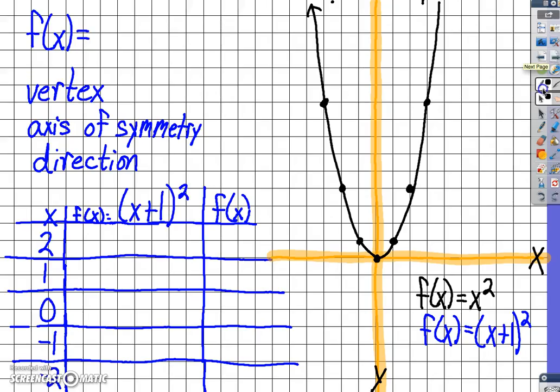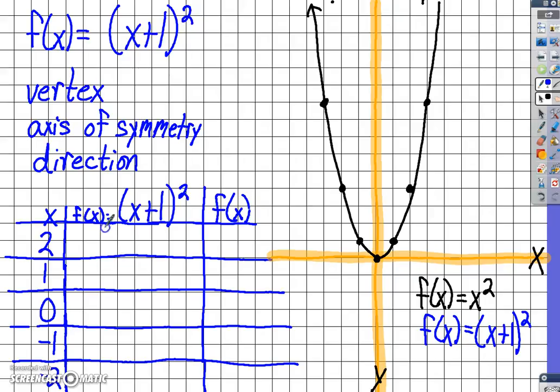Okay, first of all, let's take a look at a different function, a function where we alter this one. Let's start with f of x equals x plus 1 squared. So we changed that h, that number. Instead of a 0 here, it's a 1 now. Let's go ahead and plug in some values and see what happens, and then we will go from here.